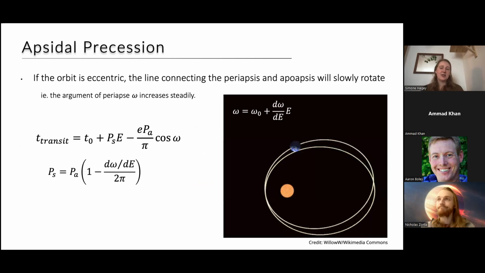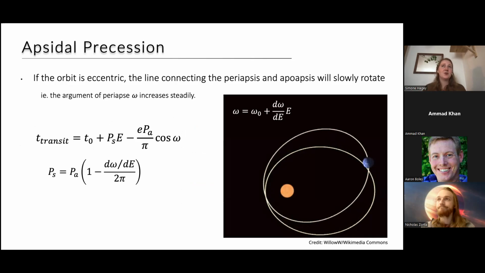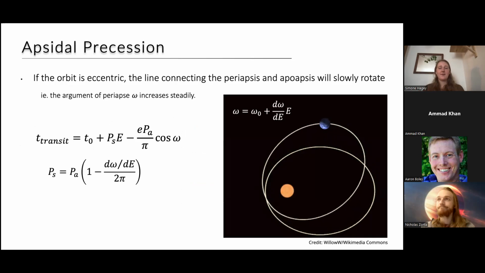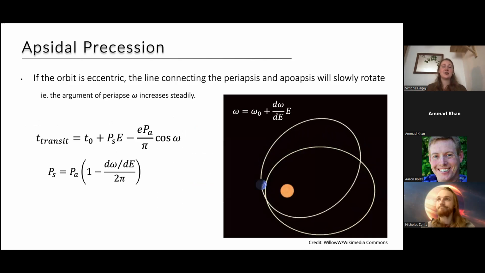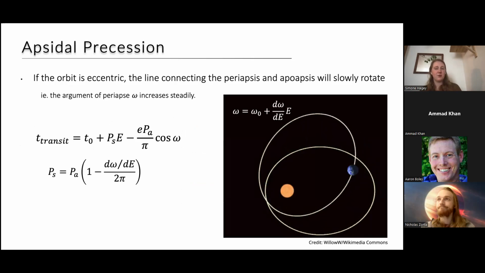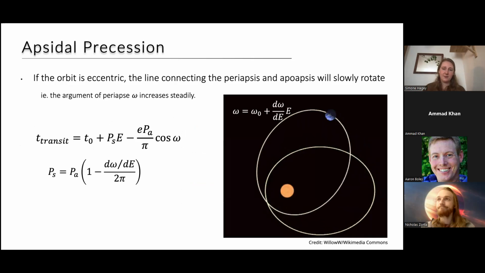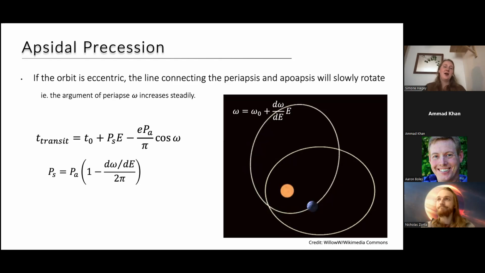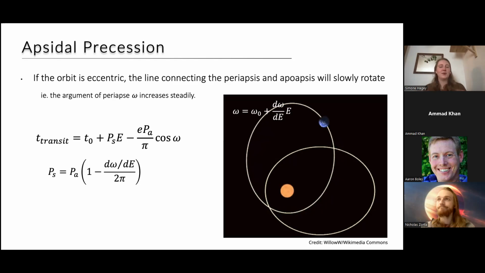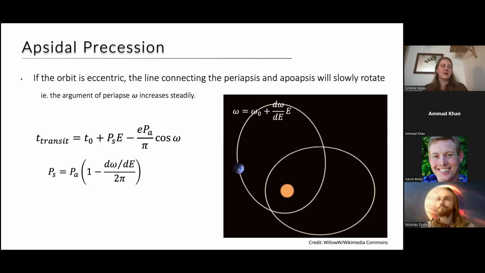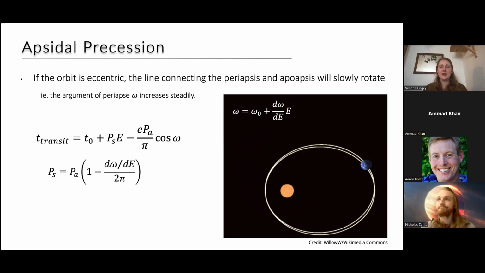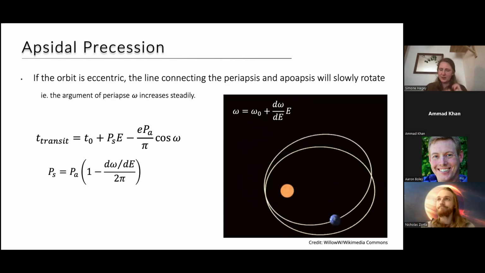So apsidal precession is something that you naturally have when your orbit is still eccentric, even just a little bit. You will have the line connecting the periapsis and apoapsis of the orbit slowly rotate over time. So what that means, for the dynamics people, is the argument of periapsis, omega, will be increasing steadily. So I have the timing model included here. It's not super important to really stare at that.